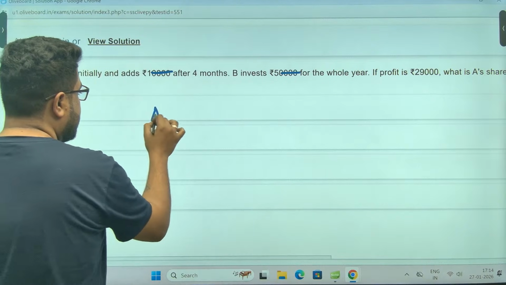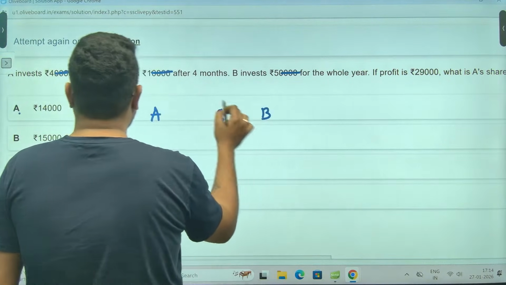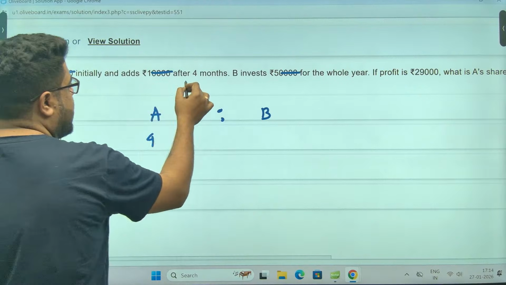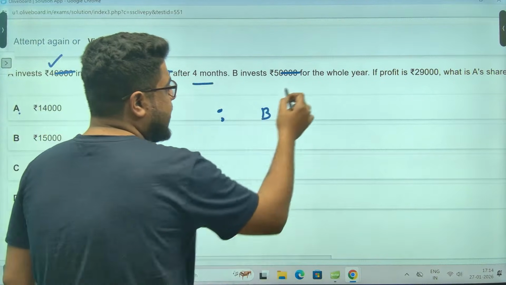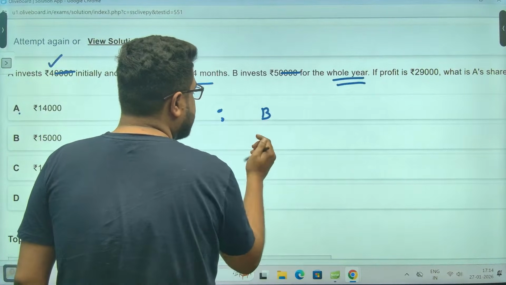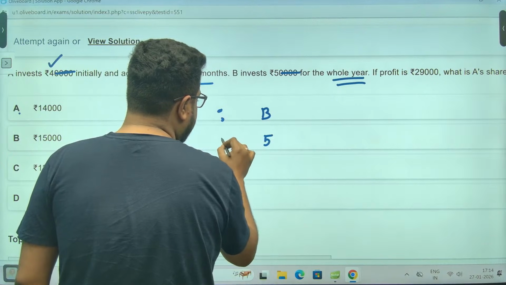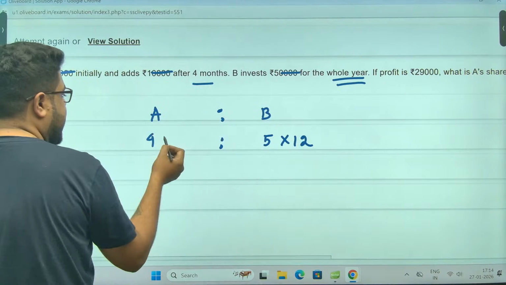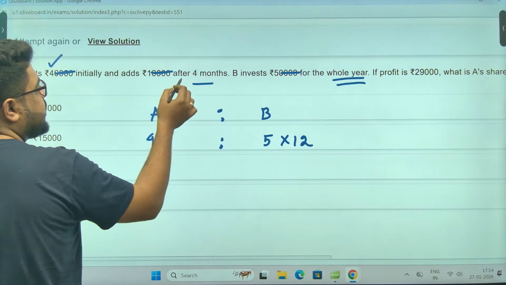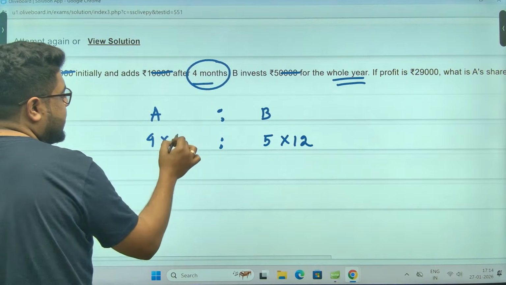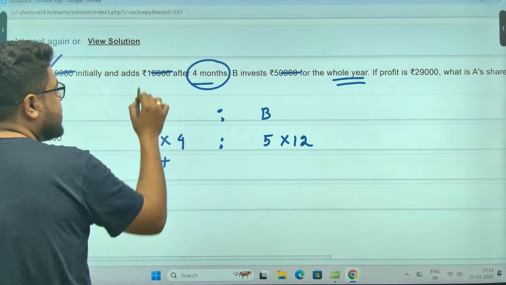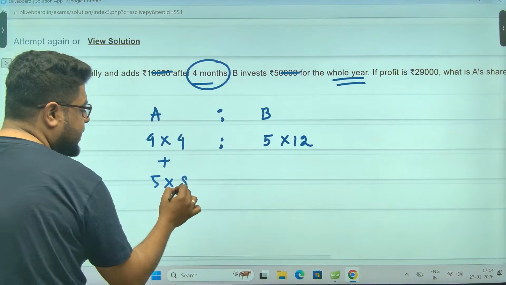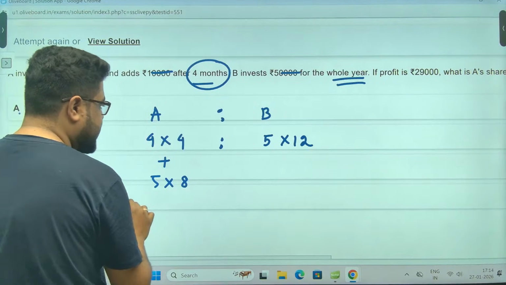Ratio, A and B. Sir, A invested 4 rupees and adds 1 rupee after 4 months, and the business is of the whole year. So B invested 5 rupees for the total year, meaning 12 months. And what about A? This money was there for 4 months, plus the next 1 rupee addition, meaning 5 rupees now, for the remaining 8 months. So this is the ratio.